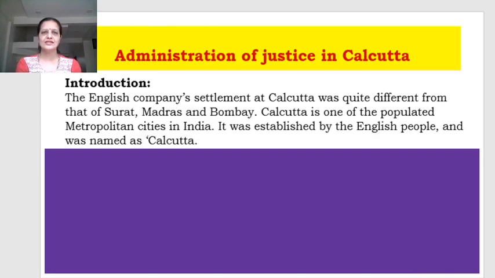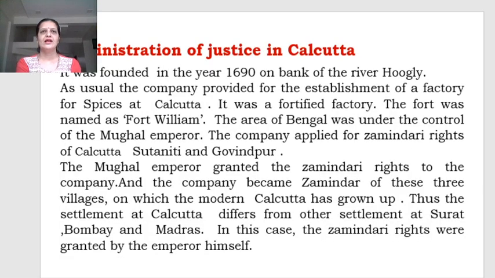So let's discuss the introduction. The English company's settlement at Calcutta was quite different from that of Surat, Madras and Bombay. Calcutta is one of the populated metropolitan cities in India. It was established by the English people and was named Calcutta. It was founded in the year 1690 on the bank of the river Hooghly.